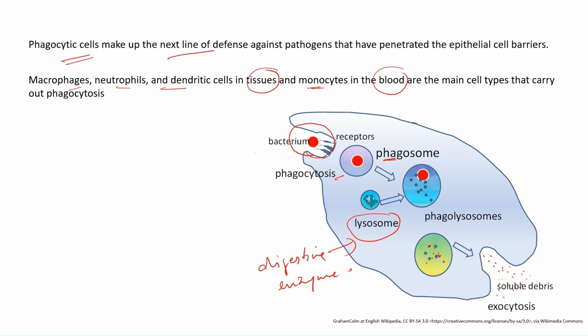Now the function of digestive enzymes is to break down. So what will happen? The bacteria or the pathogens will get digested inside this lysosome, which is a combination of the phagosome containing the bacteria and the lysosome. We call it a phagolysosome. So phagolysosome contains bacteria and digestive enzymes. The digestive enzymes will attack the bacteria, and that's how the bacteria will get broken down into pieces, and this soluble debris gets exocytosed. So that's how any phagocytic cell kills any invading pathogens.